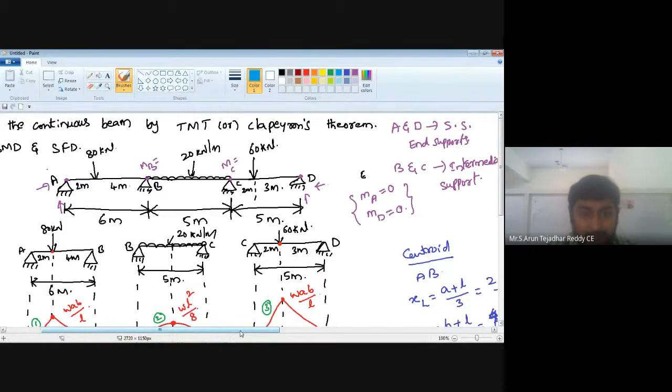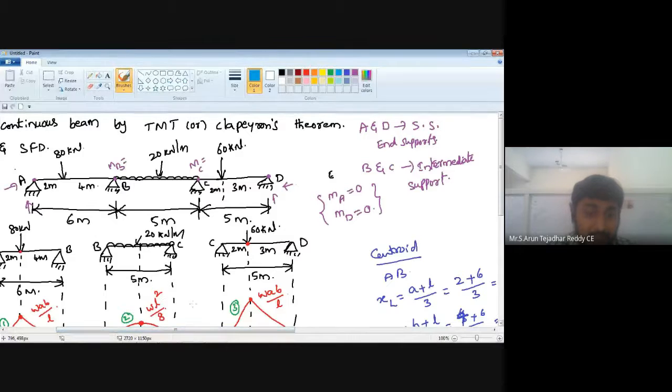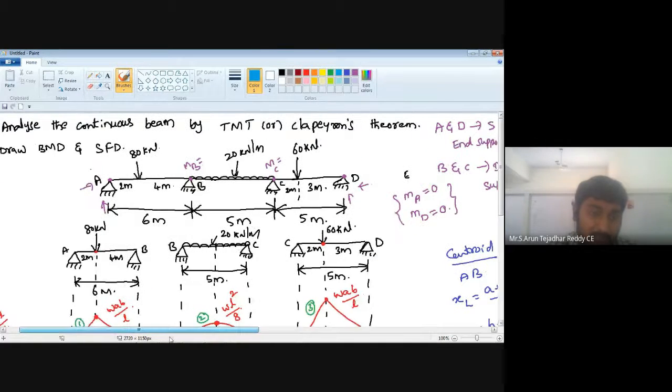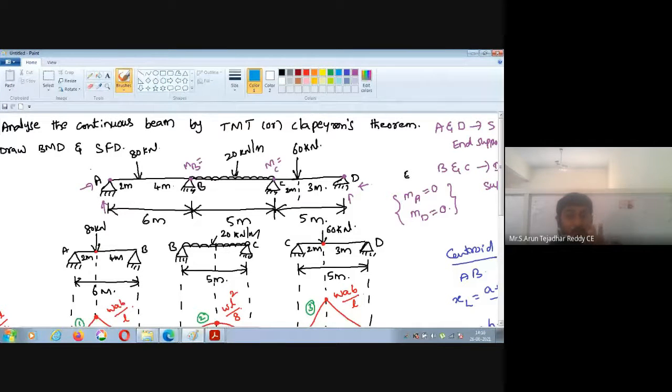Okay. Clapeyron's three moment theorem means we can calculate three moments at a time. But here we have 4 points A, B, C, D, which means we get 4 moments: moment at A, B, C, and D. Whether it is a zero moment or some kilonewton moment doesn't matter, but we have 4 moments here. I cannot take 4 moments at a time, so what should I do here?